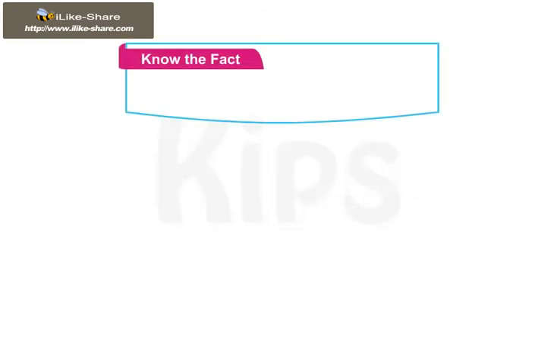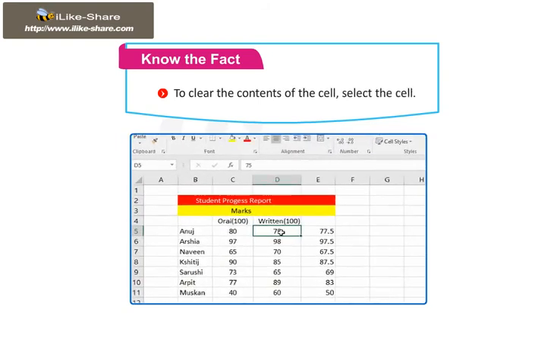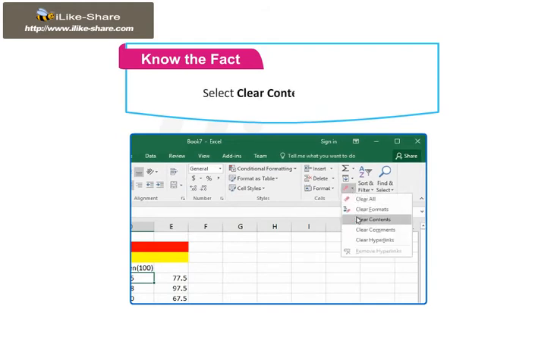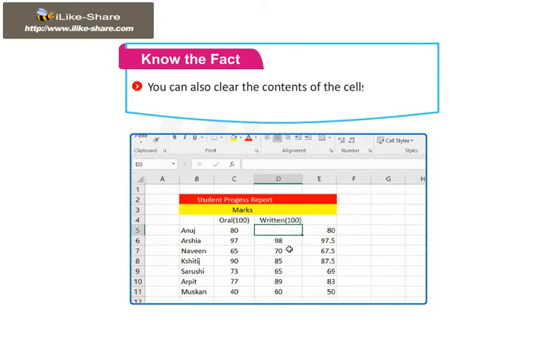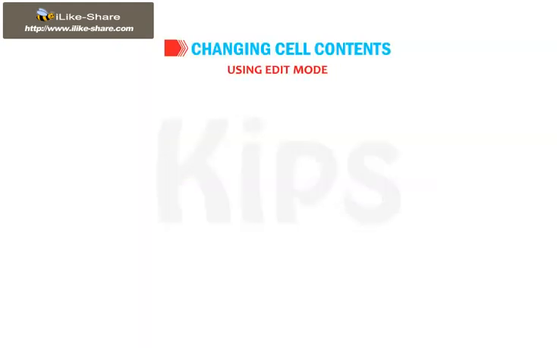Let me share some facts with you. To clear the contents of the cell, select the cell. Click on the Clear button in the Editing group on the Home tab. Select the Clear Contents option. You can also clear the contents of the cells by selecting the content and then pressing the Delete key. Now let's find out how to use Edit mode.